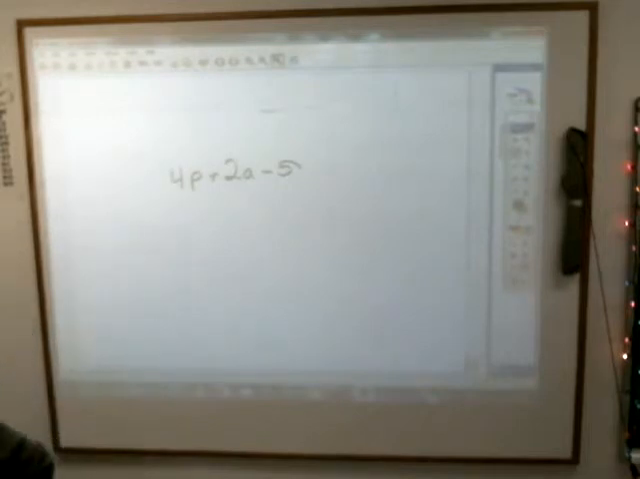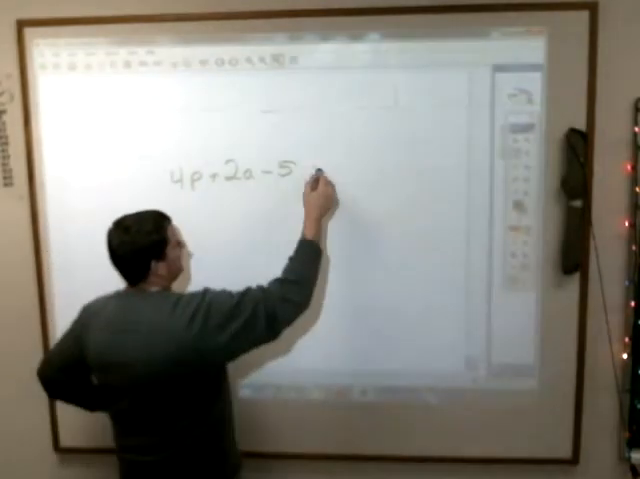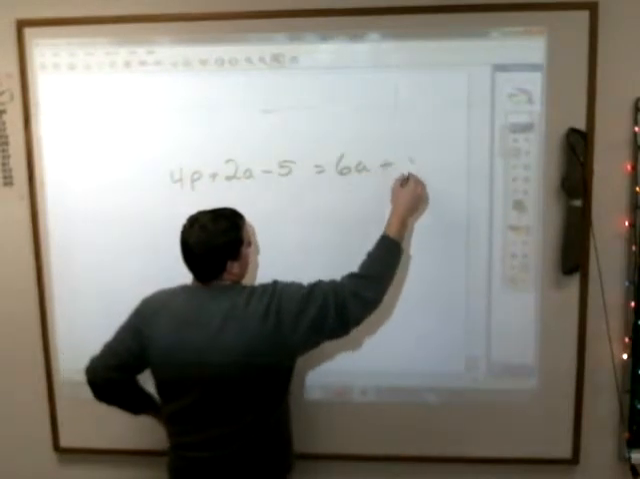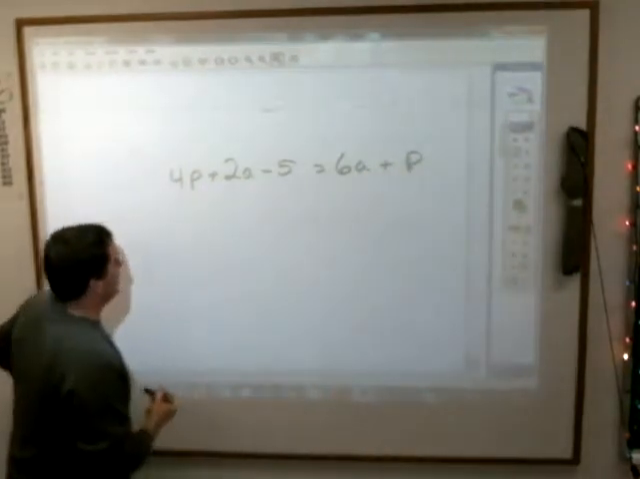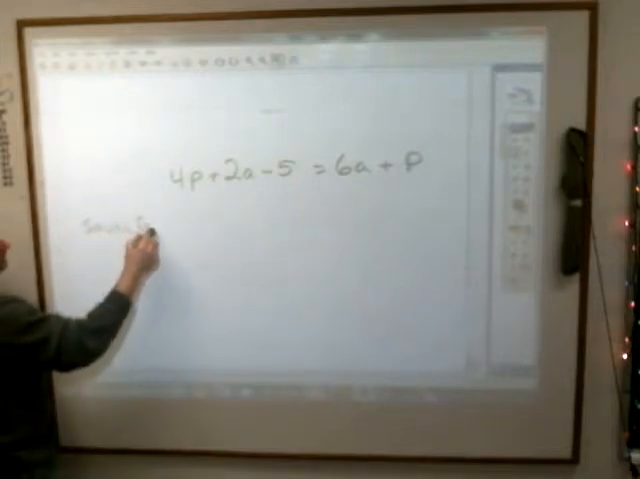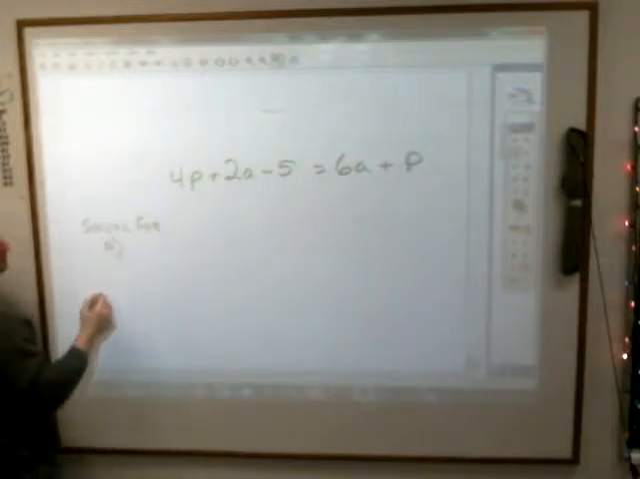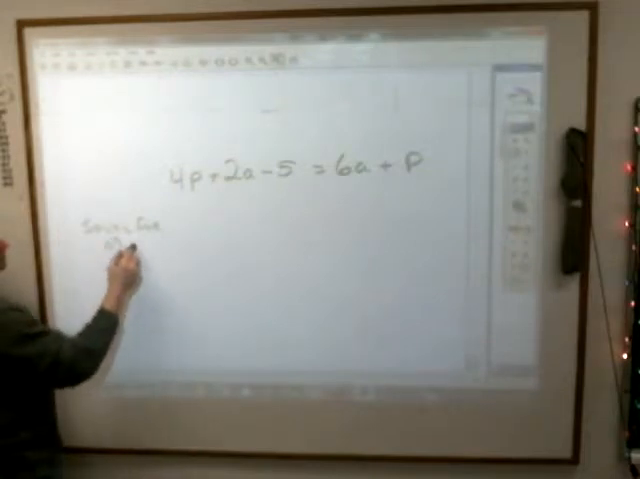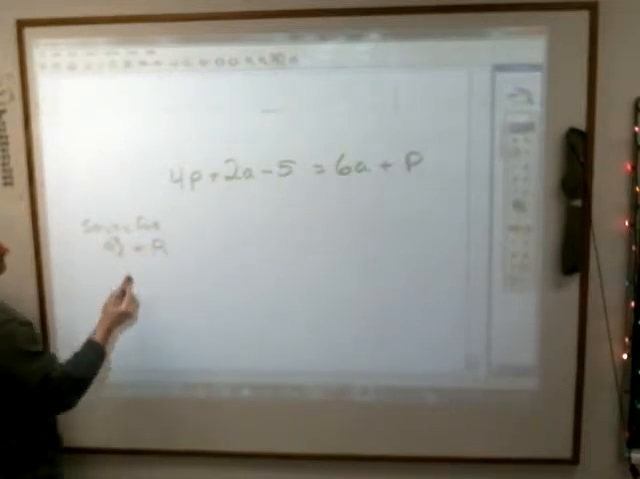4a + 2p + 2a - 5 = 6a + p. And we are going to actually solve this for both a and for p. First time we'll solve it for a, and then the second time we'll solve for p.